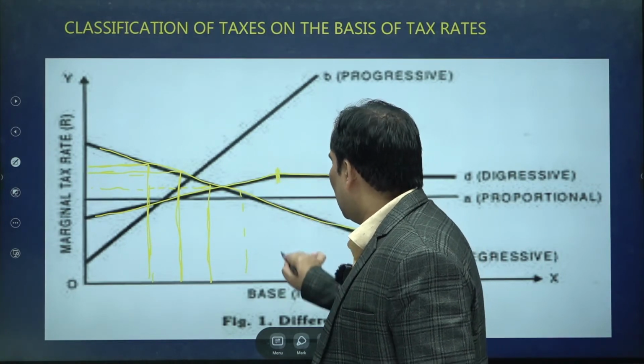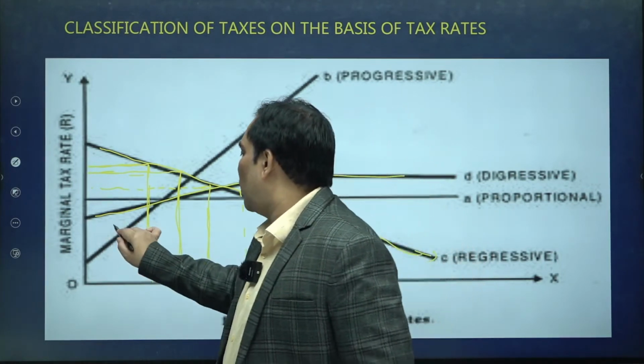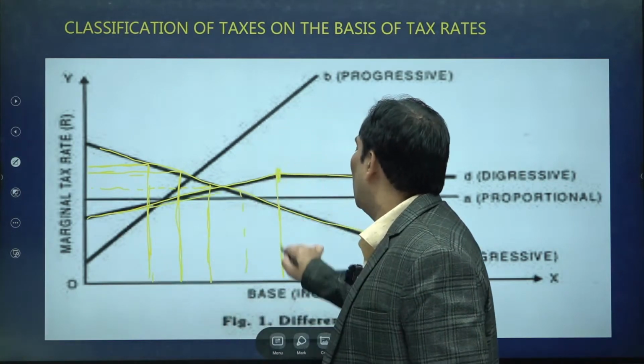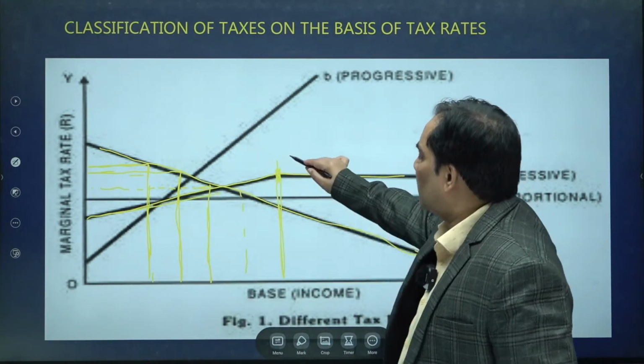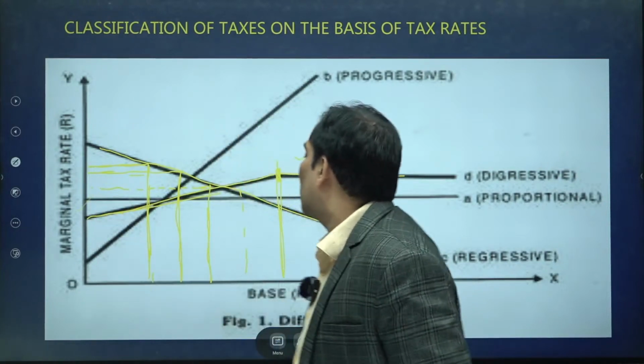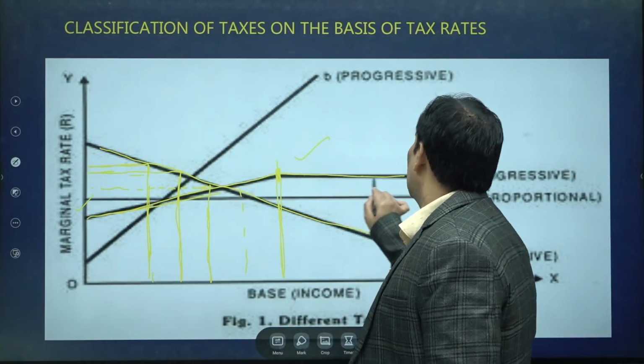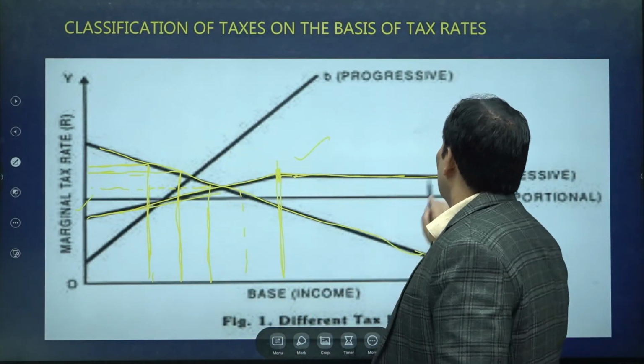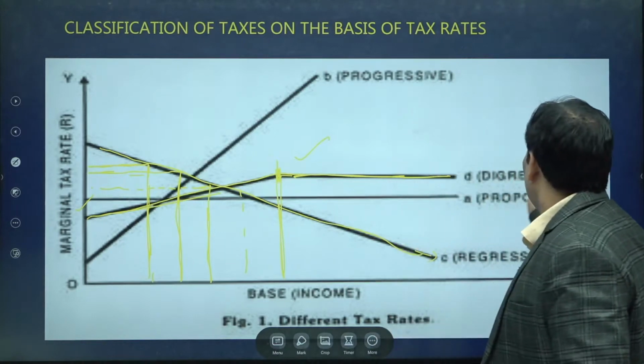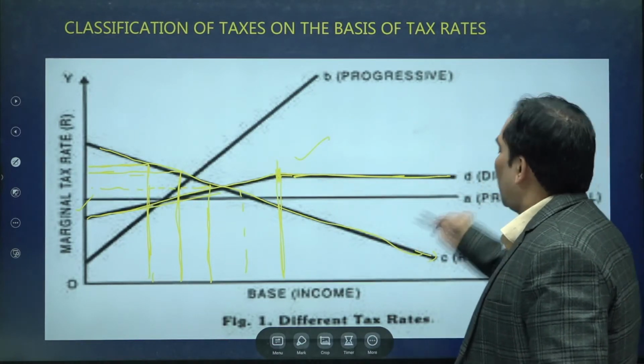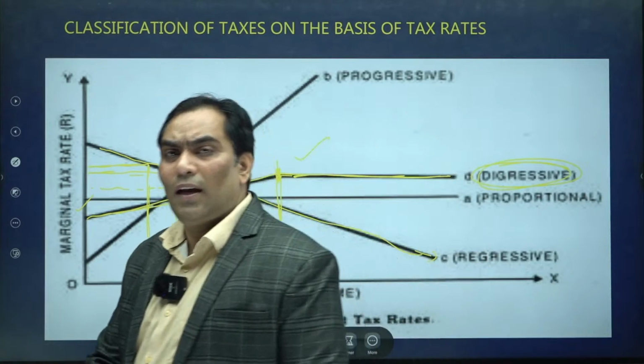With the increase in taxable income, tax rate was increasing. Up to this point, when there was an increase in taxable income, the marginal tax rate was increasing. After this point, this becomes constant, and that is nothing but the digressive tax system. I think it is very clear.